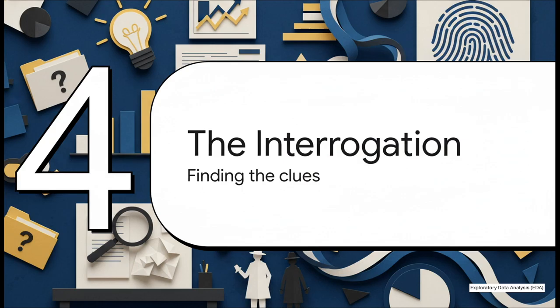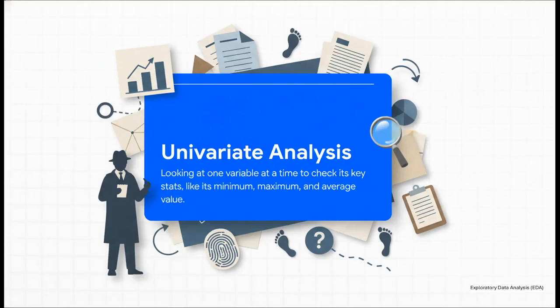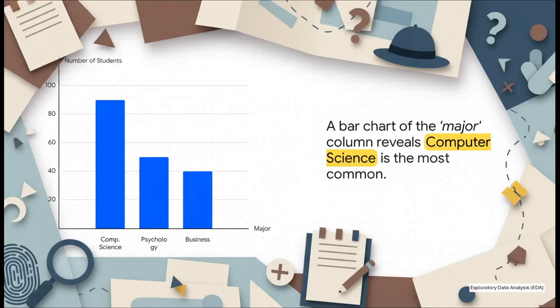This is the part where we start asking the really pointed questions of our data to uncover those hidden patterns and clues. We start by interrogating each variable, or each column, on its own. This is called univariate analysis. Think of it like looking at one suspect at a time. What's the typical exam score? What's the range of hours studied? What's the most common major? A simple bar chart is a perfect tool for this part. Just by looking at the major column, we immediately find a clue. Computer science is the most common major in our dataset by a lot. That's really important context for our investigation.